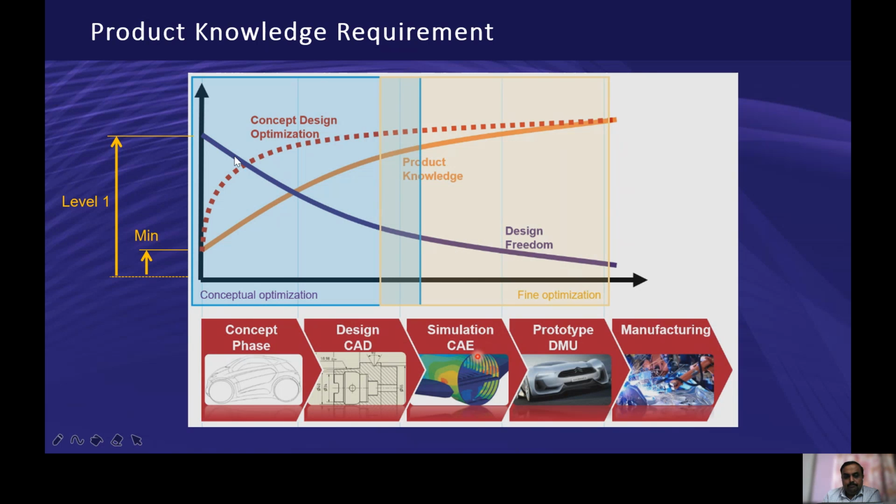This particular magenta curve talks about the design freedom: at the beginning of the concept stage, you have much more liberty to do n number of design iterations or fine tuning so as to meet your functional requirements or your customer requirements. But as you go down, you can see that as time passes, the possibility to make any design changes is becoming a bottleneck.